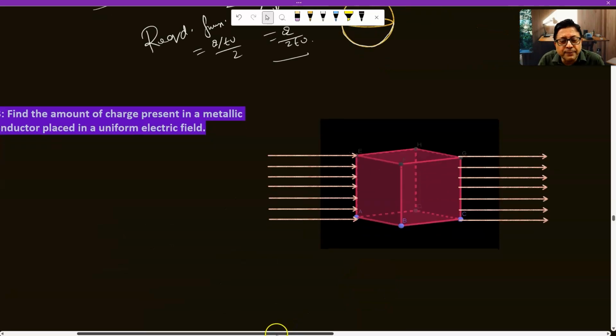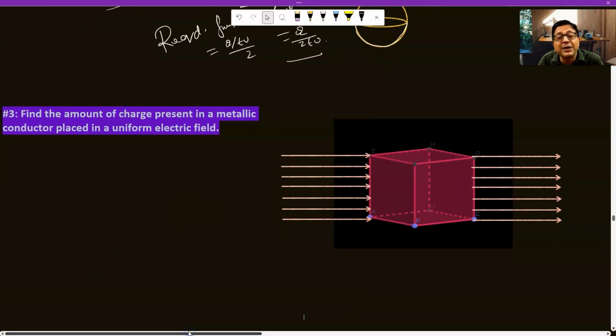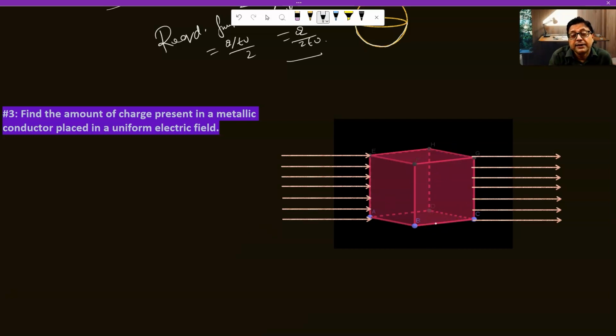Now, this concept of the problem I have seen in board papers as well as in entrance exam papers. Find the amount of charge present in a metallic conductor placed in a uniform electric field. This is a metallic conductor, a cube placed in a uniform electric field. This is the electric field. Field cannot pass through a conductor, that's why the situation will be like this. But Gauss theorem states that outward flux depends on the charge inside. Outward flux is coming. What is the charge enclosed here?